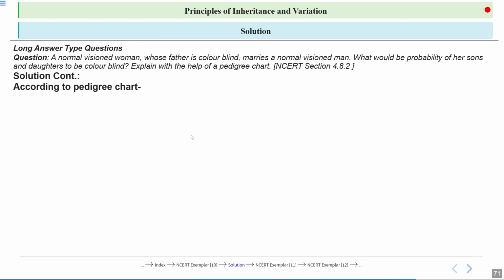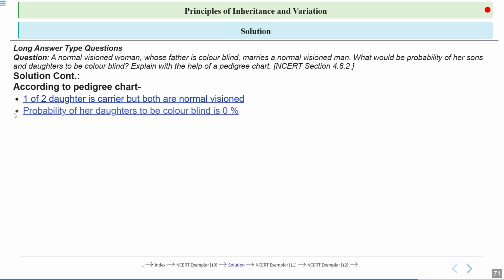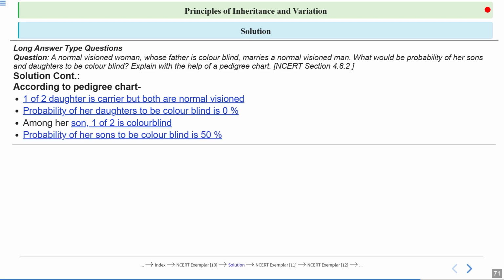Okay, so according to the pedigree chart, one of the two daughters is a carrier, but both have normal vision. The probability of a daughter being colorblind is 0%. Among the sons, one of two is colorblind, and the probability of a son being colorblind is 50%.